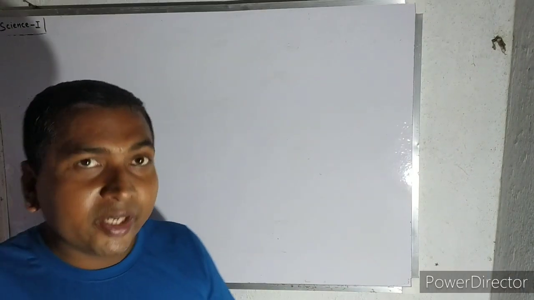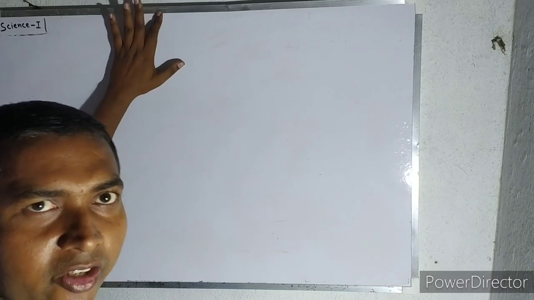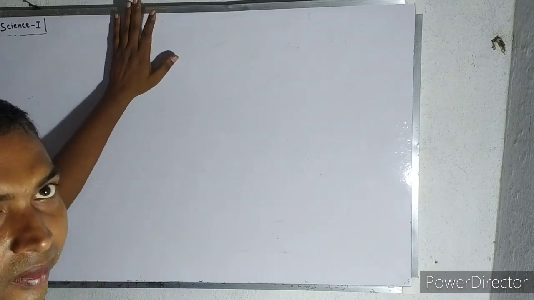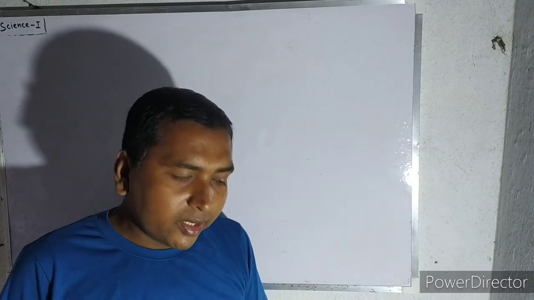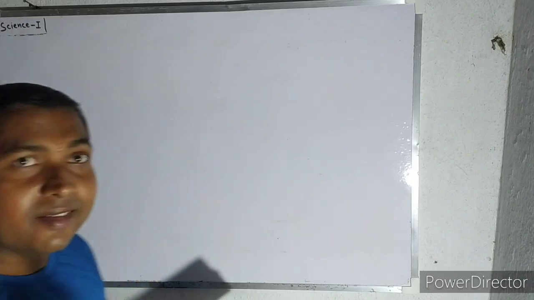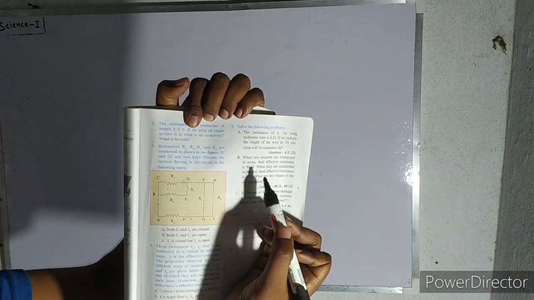Students, 9th B, I am not writing the questions. You have to open your textbook. See in your textbook, page number 45. Question number 9th B. Questions you must see in your textbook. Otherwise, see 9th B. It is visible.